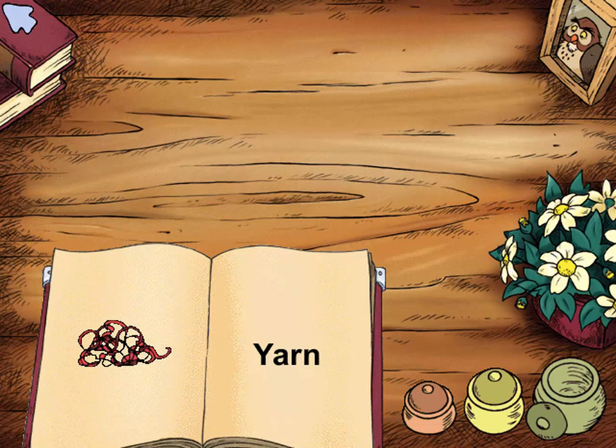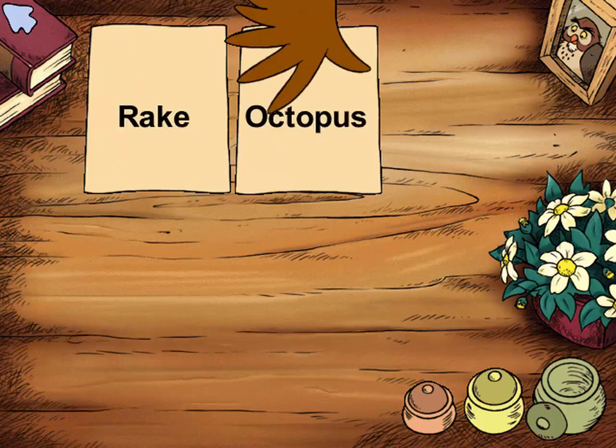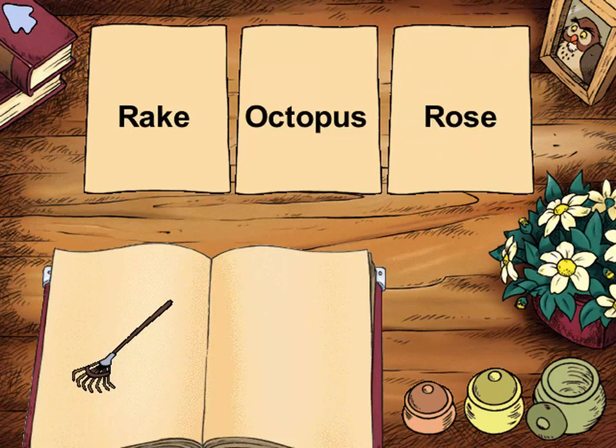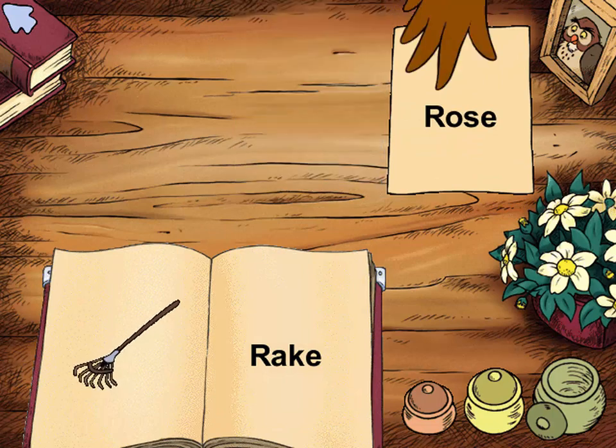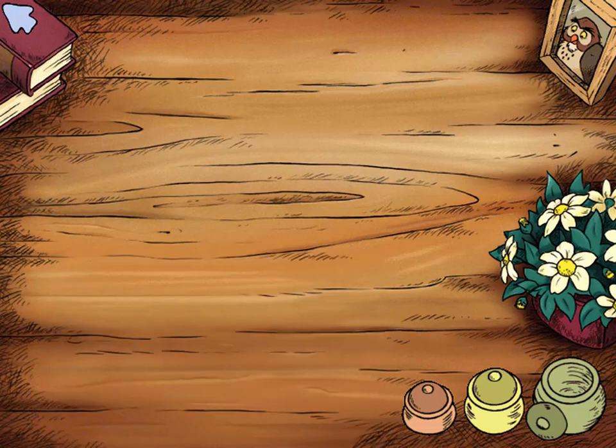Brilliant! Yarn. Dear Kanga, knit me a scarf made of yarn. Are you ready to read more words? Rake. I need a rake to gather leaves. Whew, it's been a bit blustery outside. Oh, you are quite good at this. Let's match some more words and pictures, shall we?